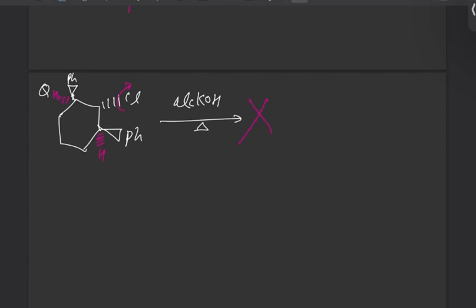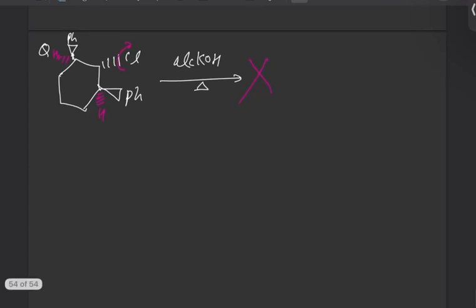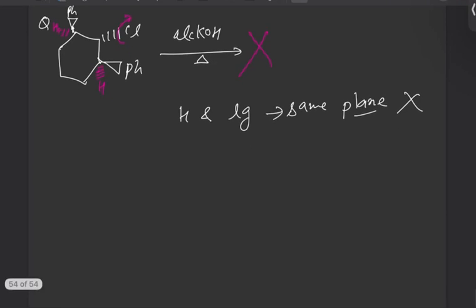Clear? So this is the way you need to think. Whenever you are removing the leaving group, the hydrogen should be on the opposite plane of the leaving group. So here the hydrogen and leaving group are both on the same plane. So no product. Clear?